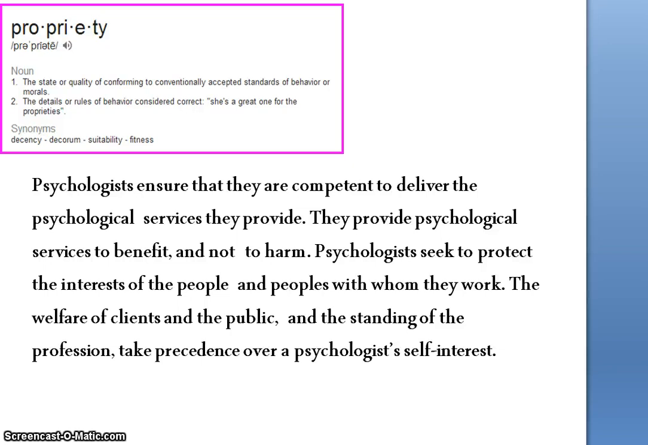They provide services to benefit, not to harm. That's a key principle of psychology. Psychologists seek to protect the interests of people with whom they work. The welfare of clients and the public and the standing of the profession take precedence over a psychologist's self-interest. So here a big question is, would you be prepared to do something that is in the interest of the profession, even if it's quite harmful or detrimental to your own self-interest?